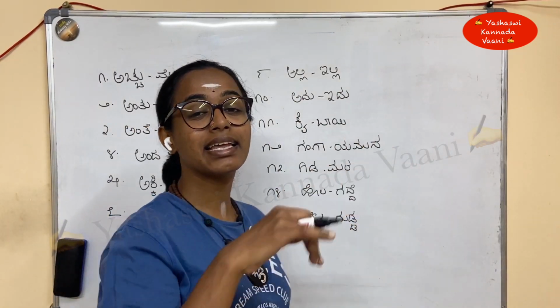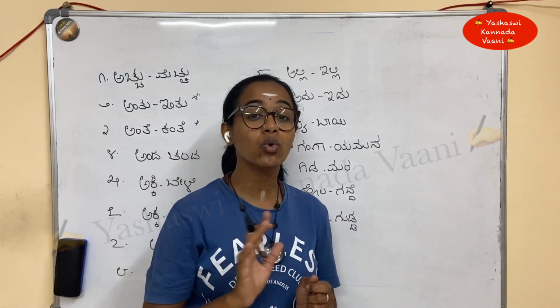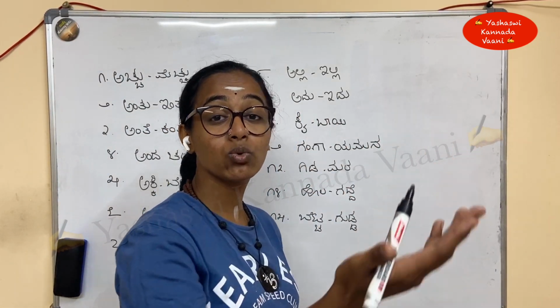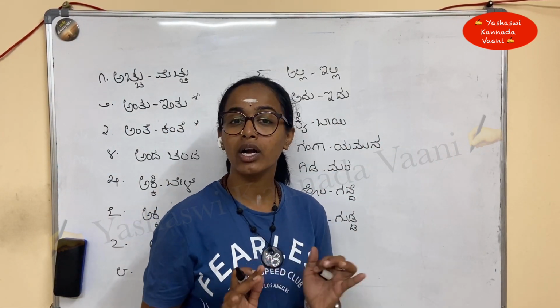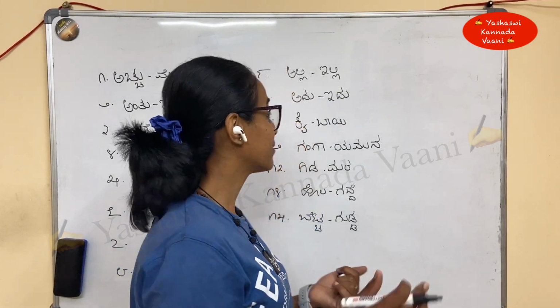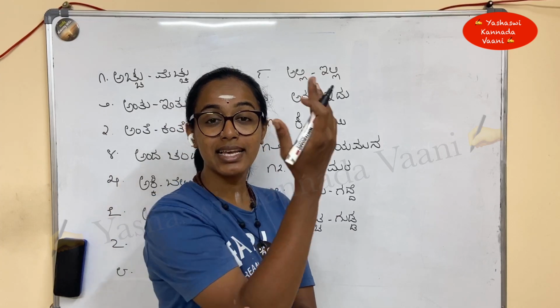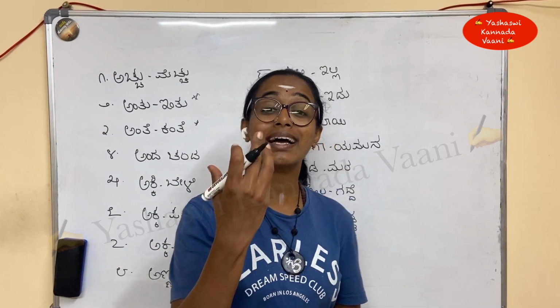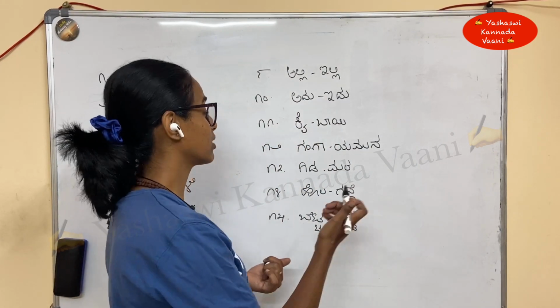Next, ಅಲ್ಲಿ ಇಲ್ಲಿ. ಅಲ್ಲಿ is there, ಇಲ್ಲಿ is here. ಅಲ್ಲಿ ಇಲ್ಲಿ ಹೋಗಬೇಡ. Don't go here and there. ಅದು ಇದು. ಅದು is that. ಇದು is this. ಅದು ಇದು ನೋಡಬೇಡ. Don't watch this and that. ಅದು ಇದು ಕೆಲಸ ಮಾಡಬೇಡ. ಕೈ ಬಾಯಿ. ಕೈ is hand. ಬಾಯಿ is mouth. ಕೈ ಬಾಯಿ ತೊಳಿ. Wash your hands and mouth.